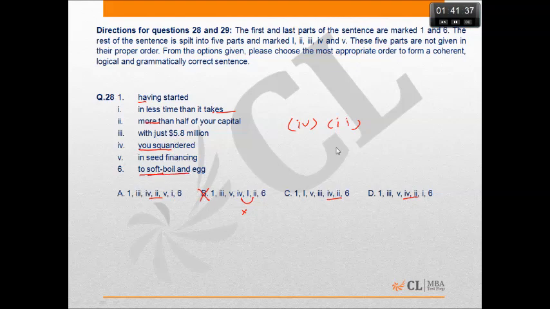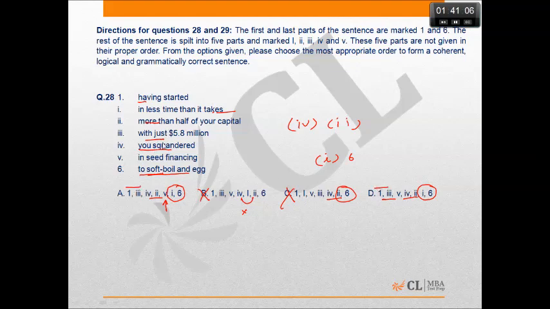So 1 and 6. So second last has to be, this is fine. This is incorrect. This is possibly fine. So 4 to 1, 6. Okay, so before 1, what is that? Okay, so what we have is 1, 3, 4. Let me just start there. 1, 3, 4, 2, 5. We are having started with just $5.8 million. And this is also 1, 3. So 1, 3 is fine in both the cases.